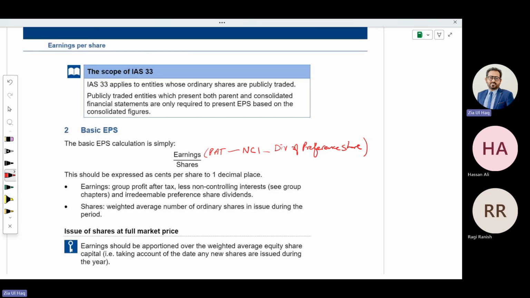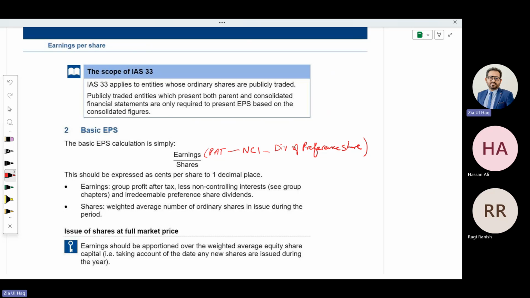But if the company has issued any preference shares, we need to deduct the preference shares dividend from profit after tax. So that will be called earnings. If we are calculating EPS for a group company, where there is a parent company and subsidiaries, then we need to deduct non-controlling interest from profit after tax as well.